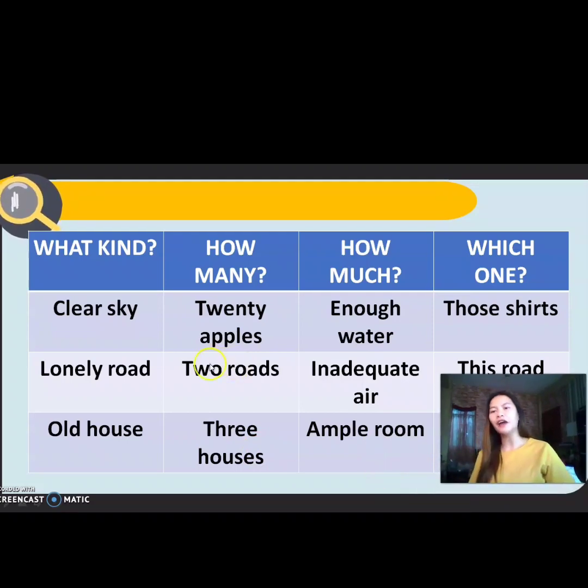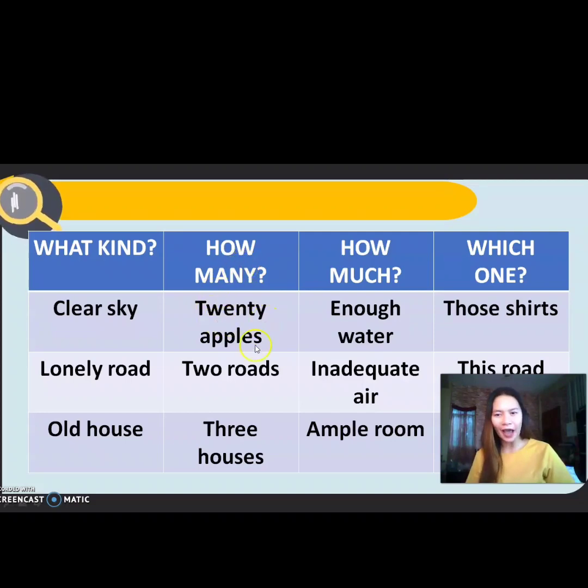Okay, we have here what kind, how many, how much, and which one. How are you going to describe things is to be answered by these questions that are shown in this particular table. So what kind? We have here clear sky, lonely road, and old house. So we have here the nouns which our adjectives, what kind, modify. Clear, lonely, and old.